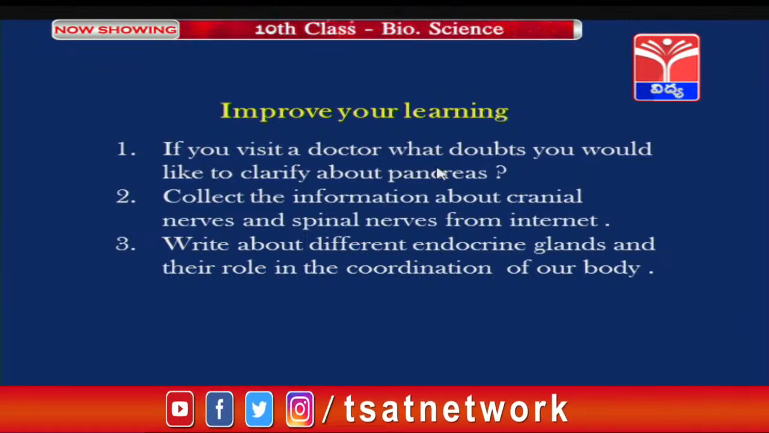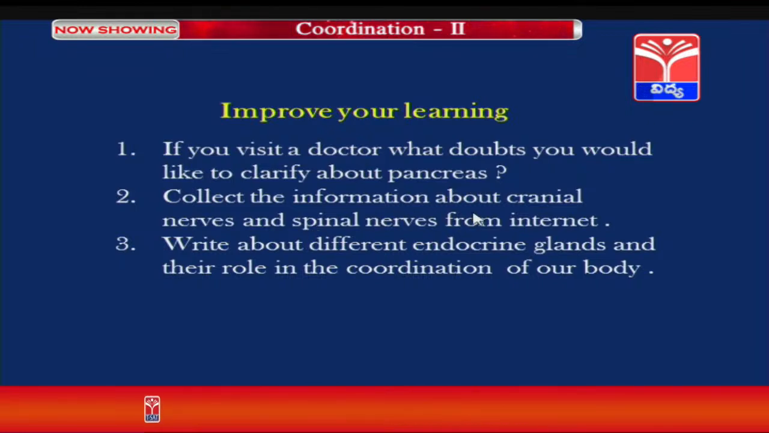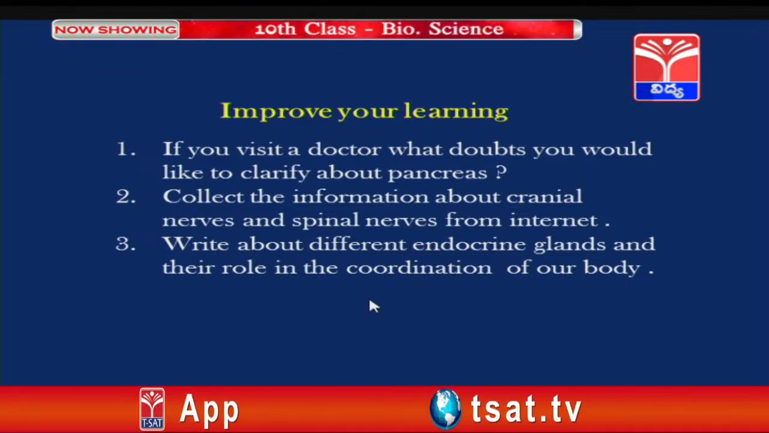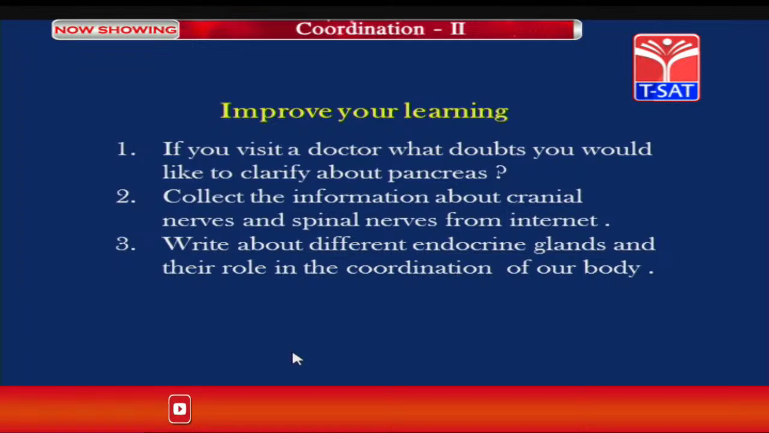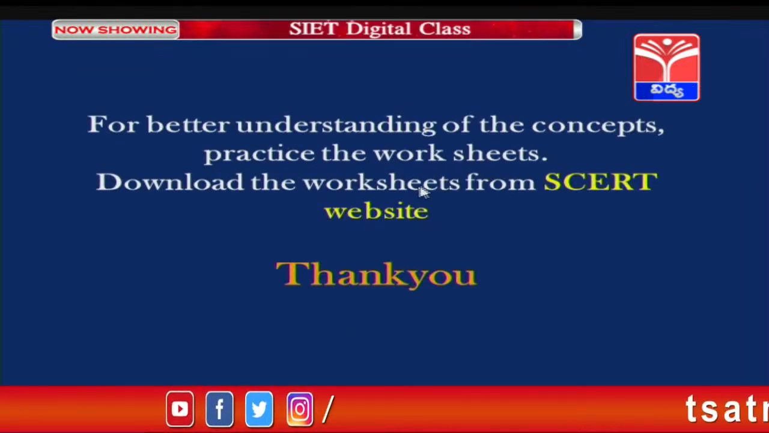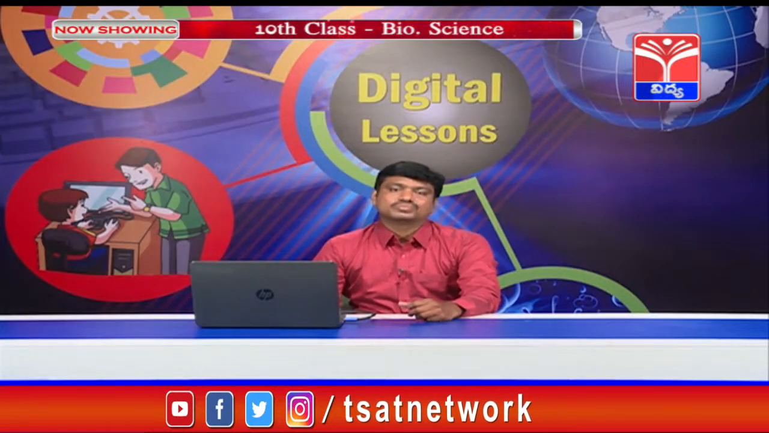If you visit a doctor, what doubts would you like to clarify about the pancreas? Collect information about cranial nerves and spinal nerves from the internet. Write about different endocrine glands and their role in the coordination of our body. For better understanding, download the worksheets from the SIET website and practice them at home.